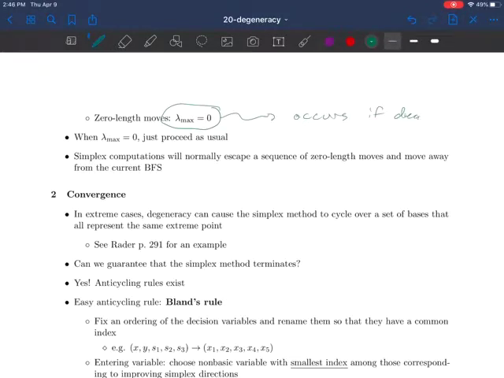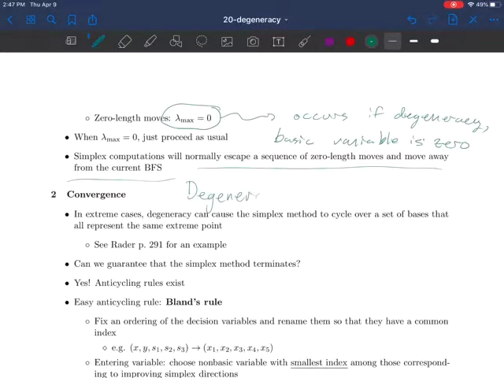Note that this occurs if degeneracy is there, which means a basic variable is 0. A lot of times it's going to escape.